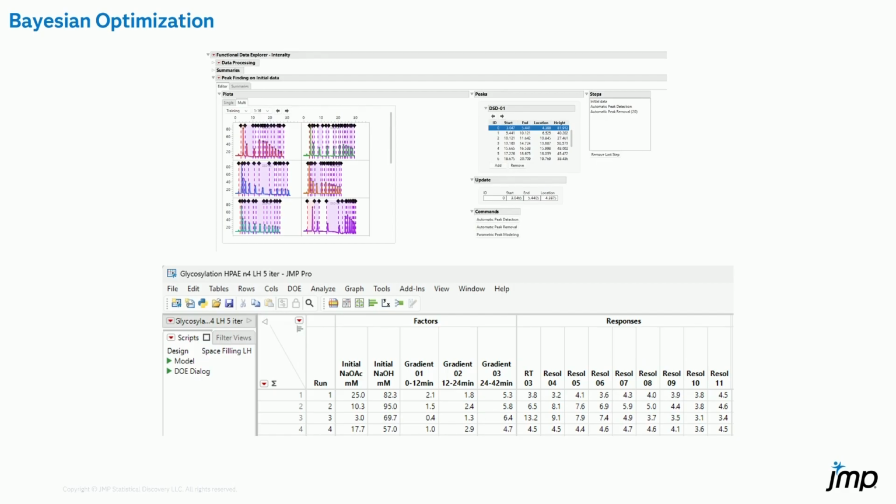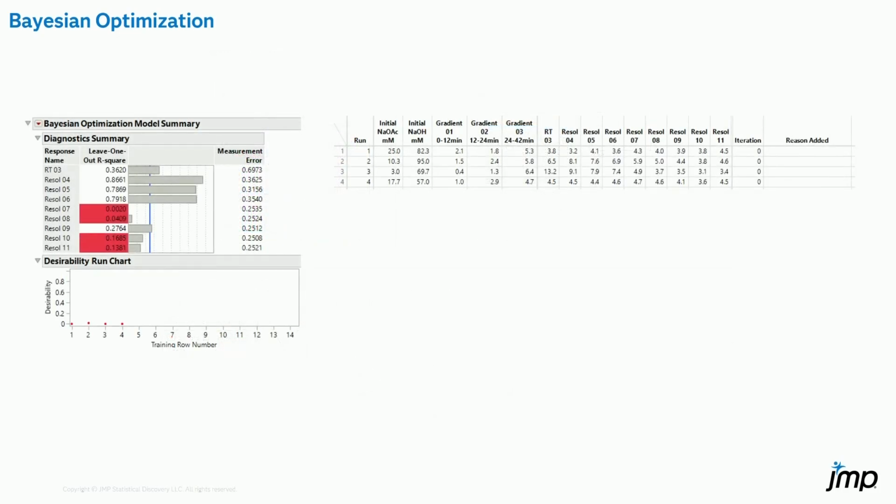Then we go into the peak modeling tool in Functional Data Explorer and save out the retention time of the 3rd peak, as well as the resolutions between adjacent peaks. We have 9 responses. The first one we want to minimize, and we want to maximize the rest. At that point, we can start using the Bayesian optimization platform. It finds that 4 of the 9 responses are not fitting well.